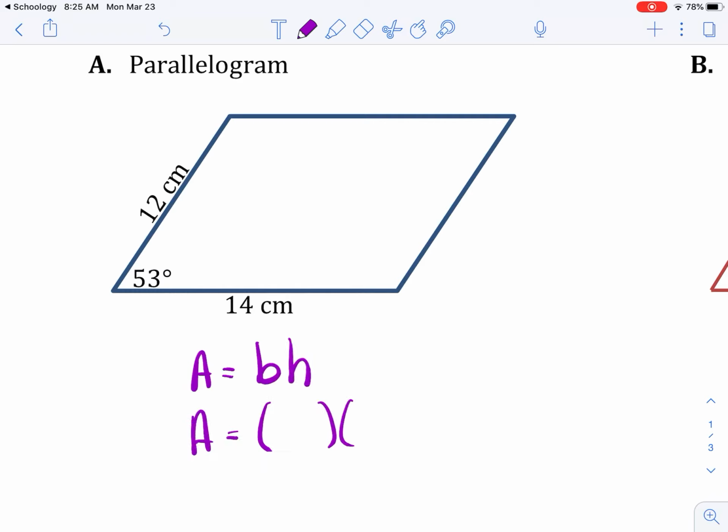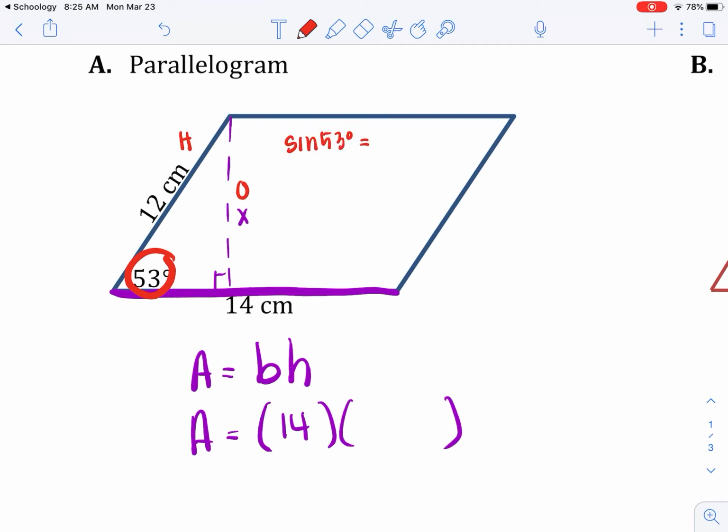Parallelogram, base times height. Area equals, I need my base, I need my height. All right, my base, I can see right here, is 14. My height is not drawn in. I have to draw it in myself. That's x, my unknown. How am I going to find my height? SOHCAHTOA. So here's my angle. This is opposite. This is hypotenuse, so I'm going to use sine.